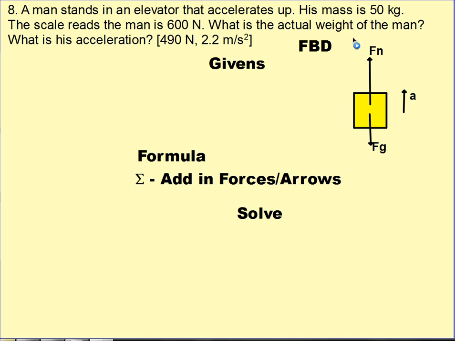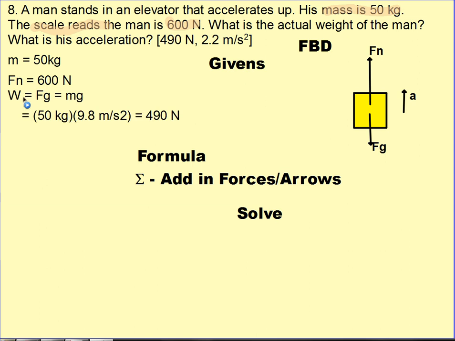What givens do we have in this problem? Okay, let's look at this. His mass is 50 kilograms. The scale reads 600 newtons. All right, so his mass is 50, and the normal force is 600 newtons. Go ahead and find his weight. Weight is Fg, which is mg. So his mass is 50. Acceleration is 9.8. So he has a weight of 490 newtons.